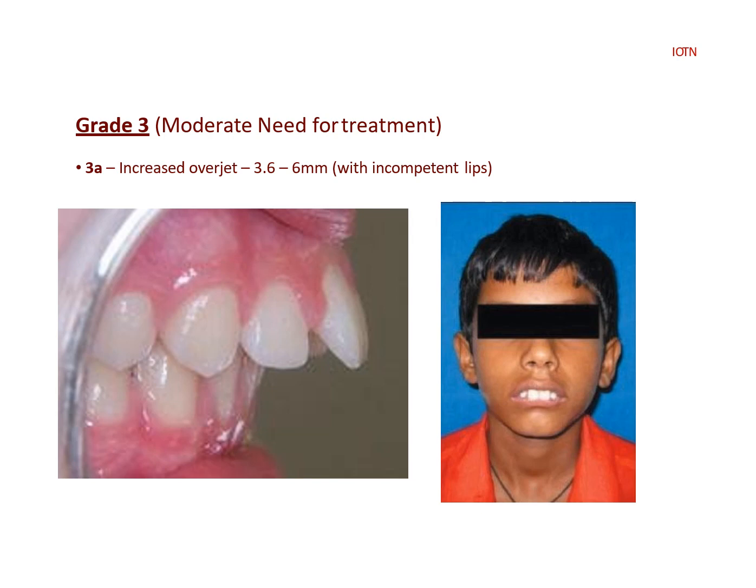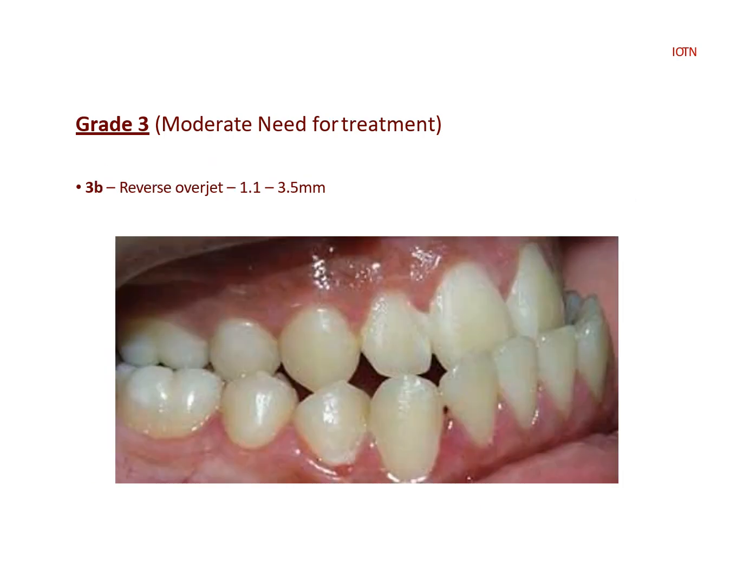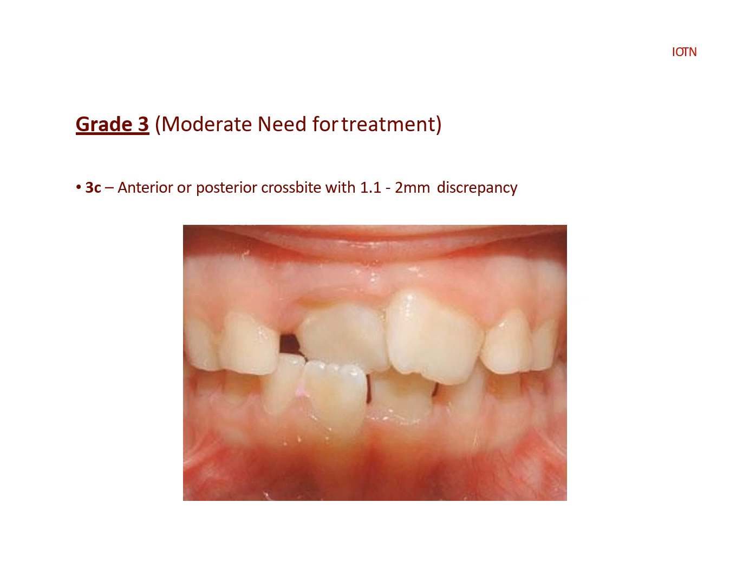So when you see incompetent lips, as you see in this picture here, incompetent lips with increased overjet. 3B is reverse overjet of about 1.1 to 3.5 mm. 3C means anterior or posterior crossbite with about 1.1 to 2 mm of discrepancy, as you see in this picture.